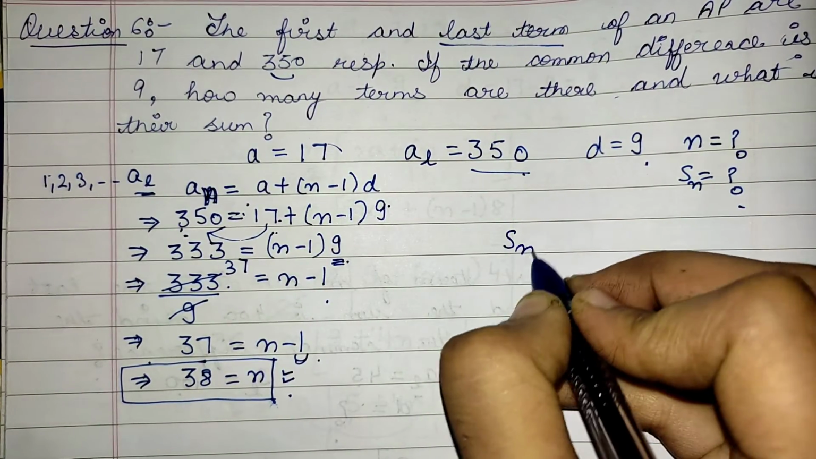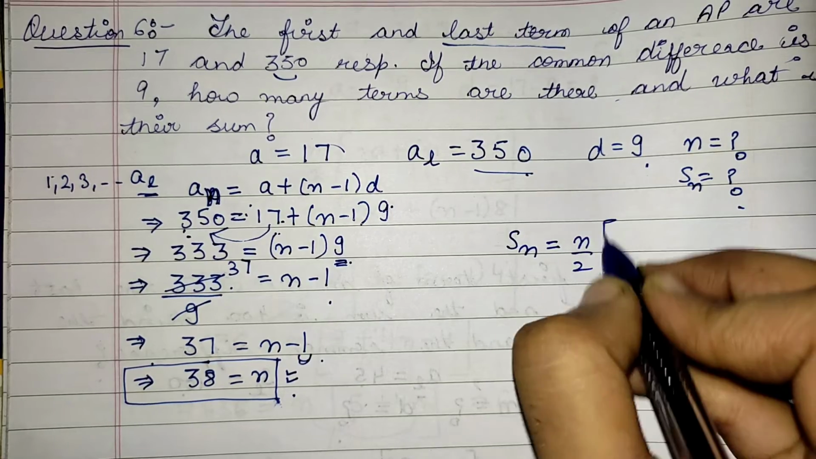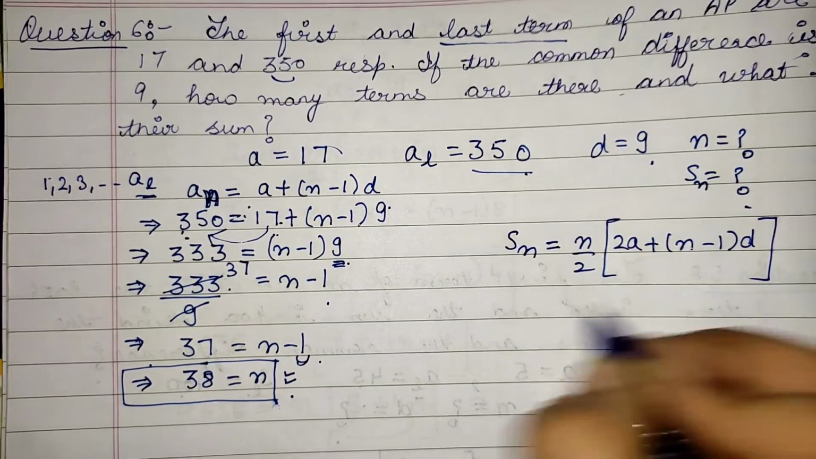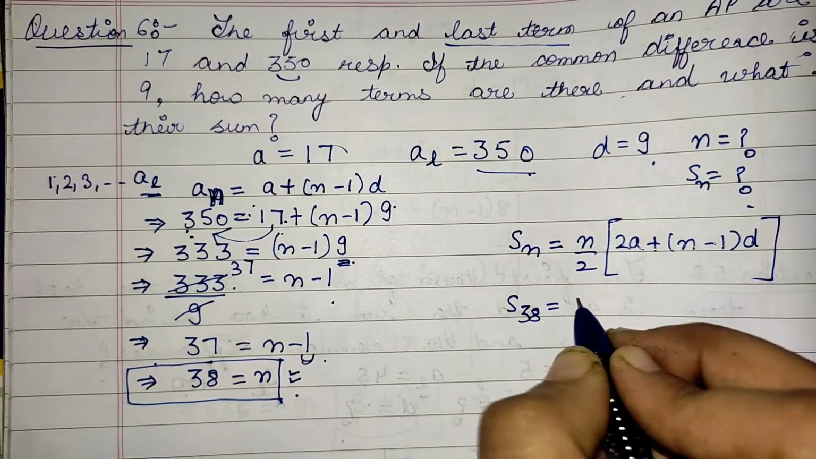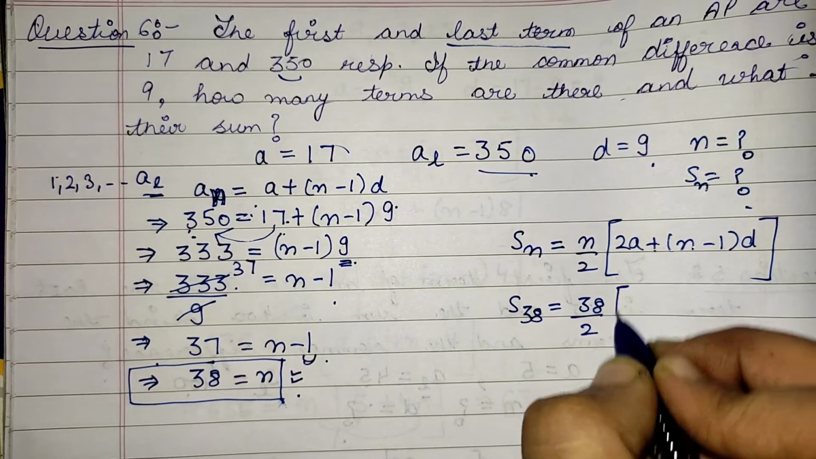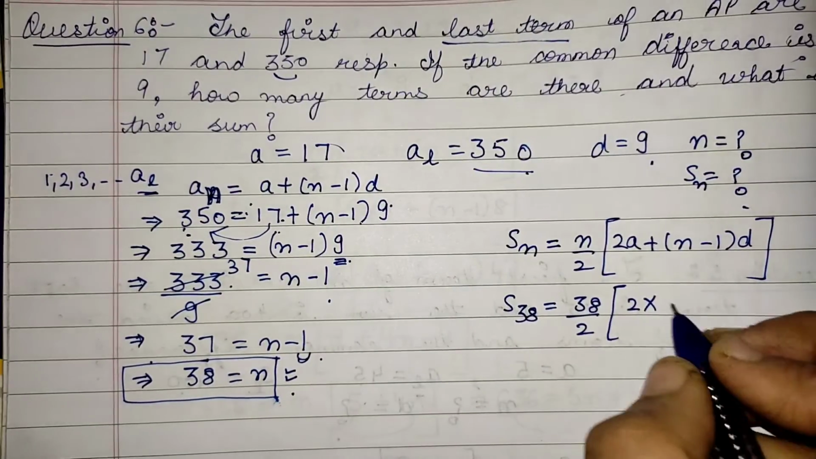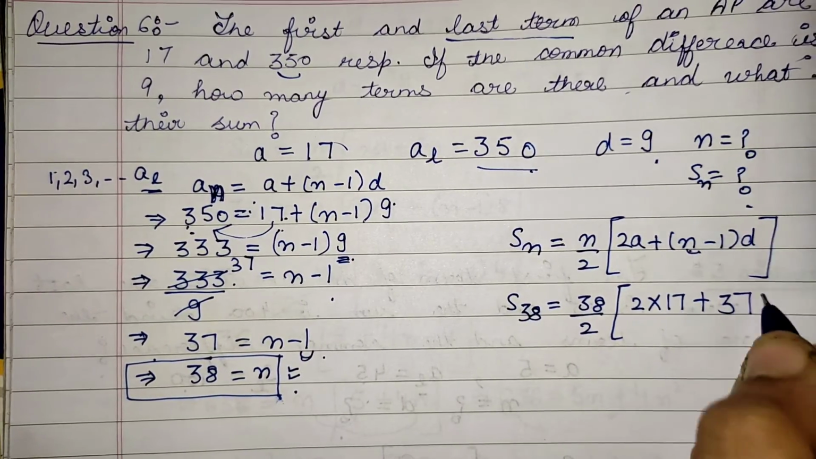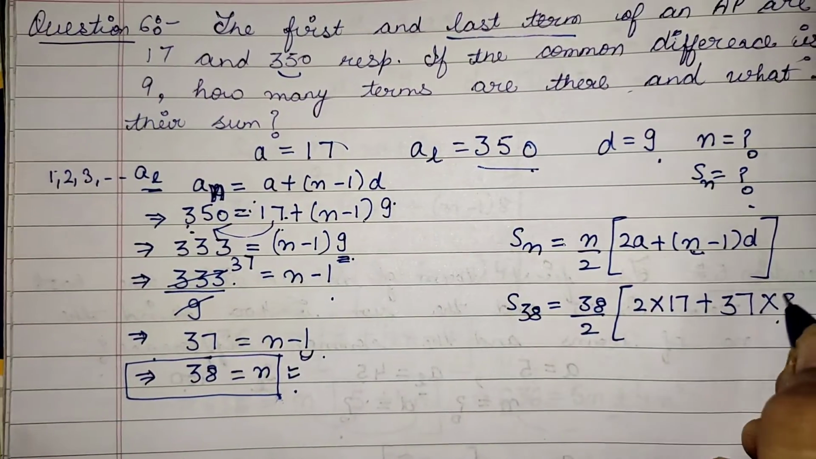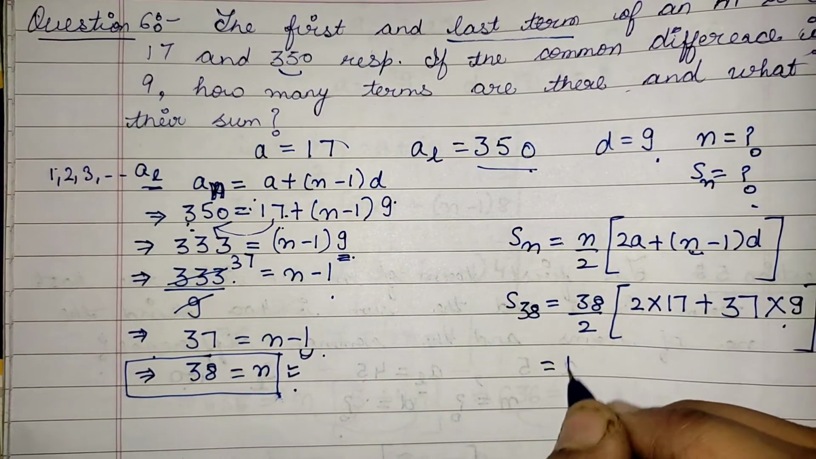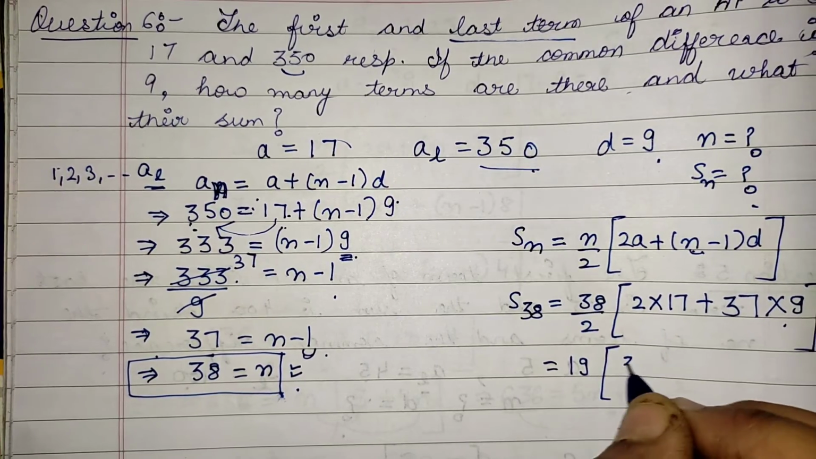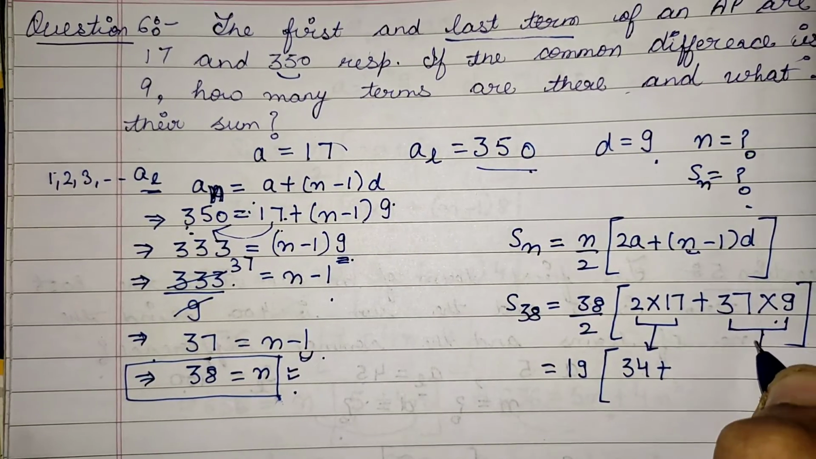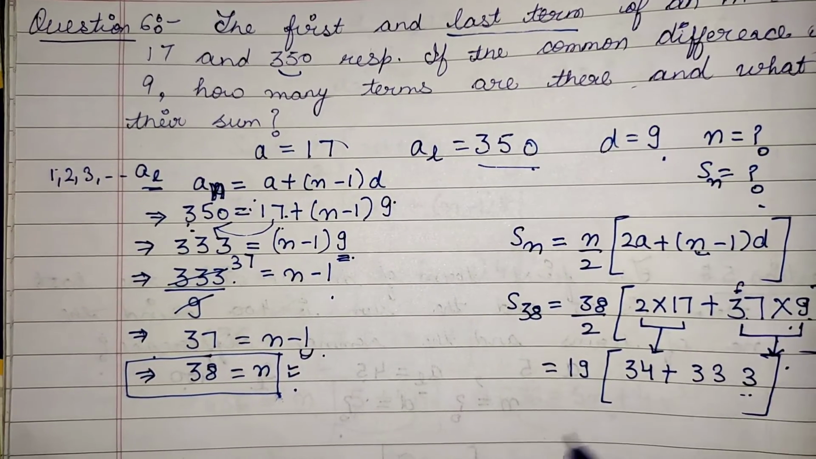Now I have to find out the value of Sn. Sn is equal to n by 2 into 2a plus n minus 1 into d. So S38 will be equal to 38 by 2 into 2a. A is my 17 plus n is my 38, and 38 minus 1 will become 37, and d is my 9. So it will be 19 into 34. 2 into 17 will become 34, and 37 into 9 will become 333.